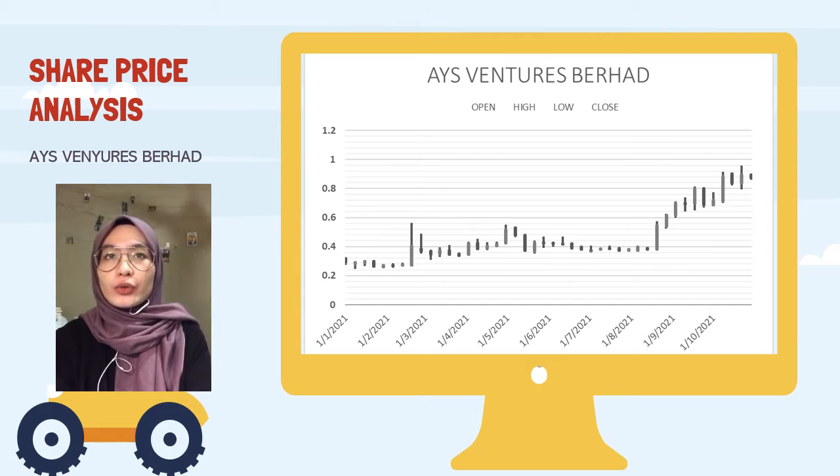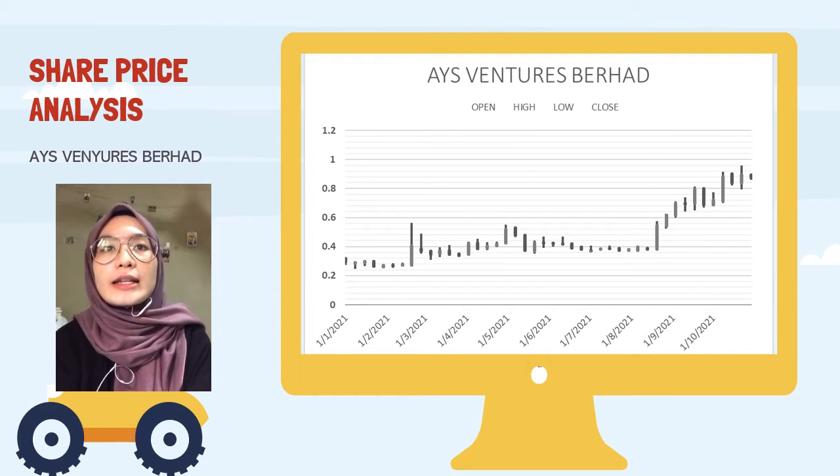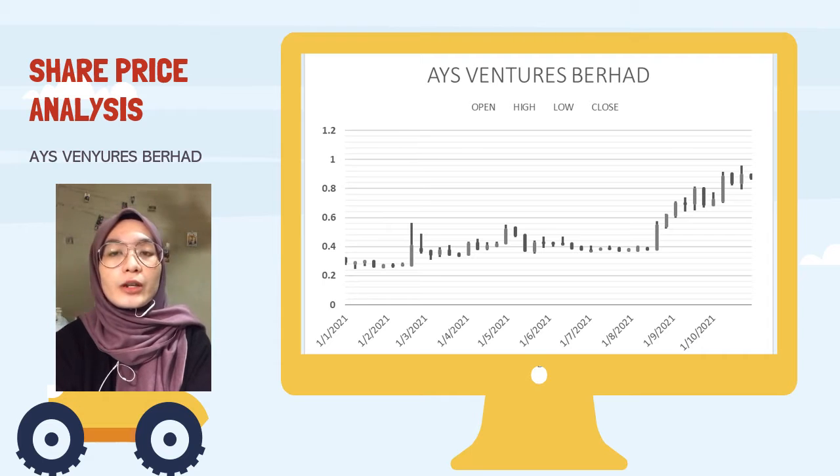From the graph shown, the weekly open high-low close prepared by AYS Venture Berhad was consistent until March, when the prices increased drastically and started to decline in April. However, the figures were a bit inconsistent until July and relatively stable from August to September, which was caused by the momentum within the company production. In addition, the trend radically escalated from September until the end of October.